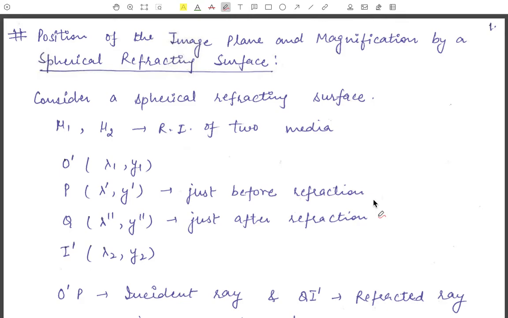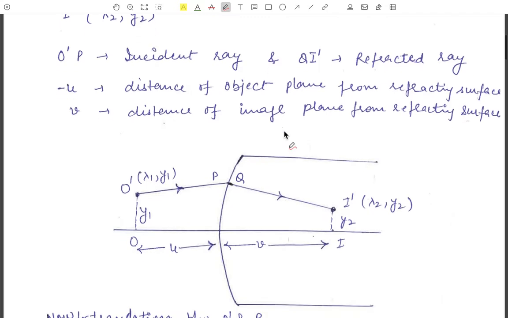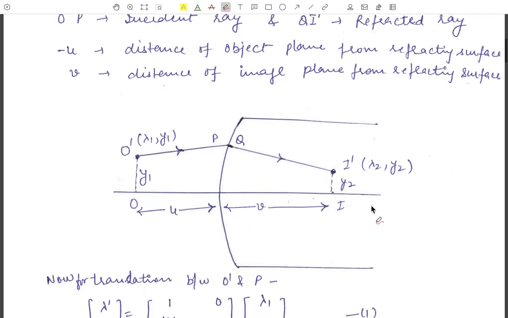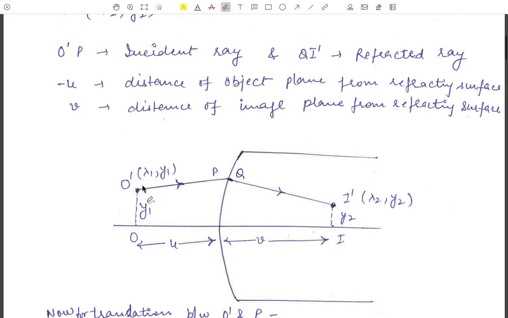In our series of geometrical optics, our next article is the position of the image plane and magnification by a spherical refracting surface. So let us consider a spherical refracting surface like this. Here, this is our axis, this is the spherical refracting surface. Now this O dash P is the incident ray and Q I dash is the refracted ray. This O dash is the object plane and I dash is the image plane.